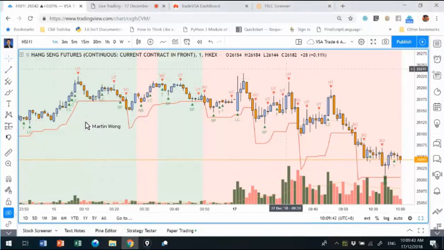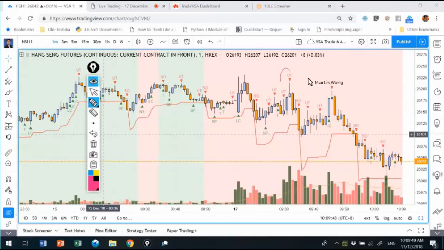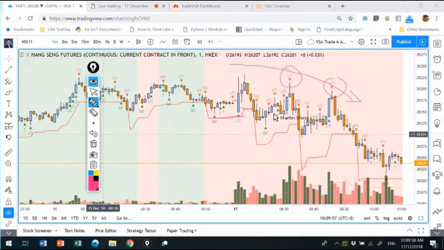So you can see there was an upthrust here. Okay, we take this one here. So we've done an upthrust here. Okay, another upthrust. And also you notice this one here is also rolling downhill. Then we have the breaking of the ATR stop loss here and here. So this trend is down.